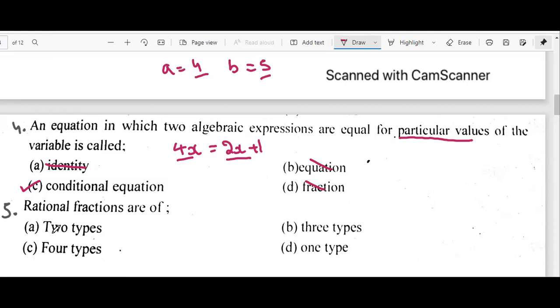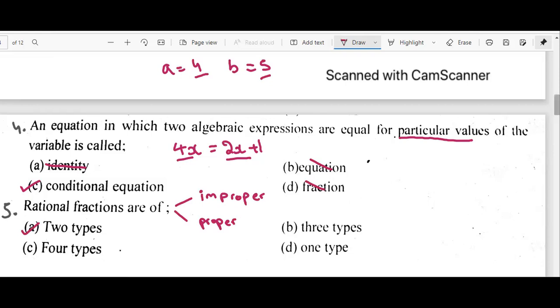Then we have rational fractions or partial fractions are of two types, three types, four types, or one type. Now we know that the very first thing which we have discussed in this lecture is we have two types of partial or rational fractions, improper and proper. So A is the answer.